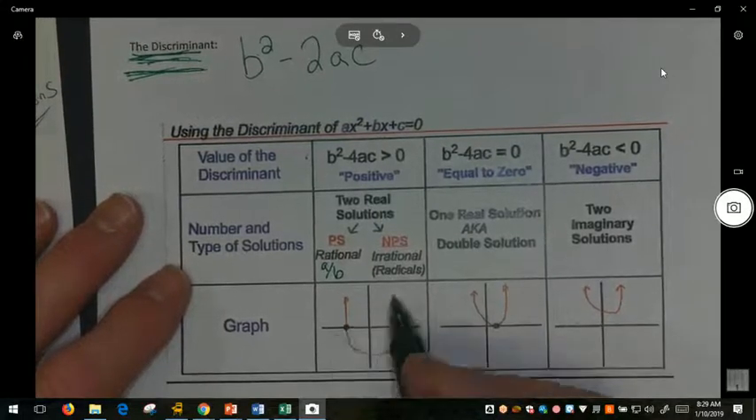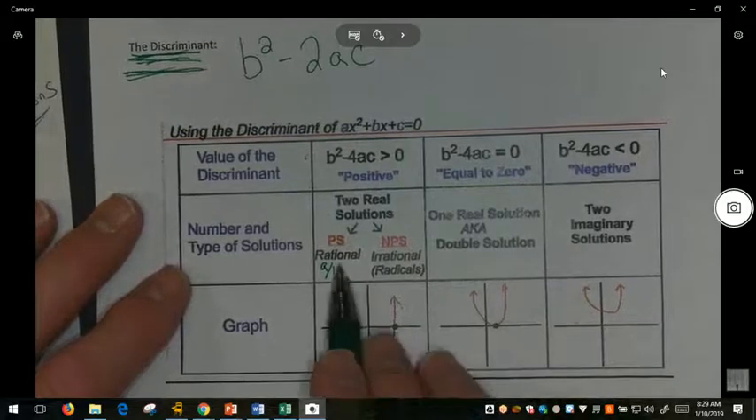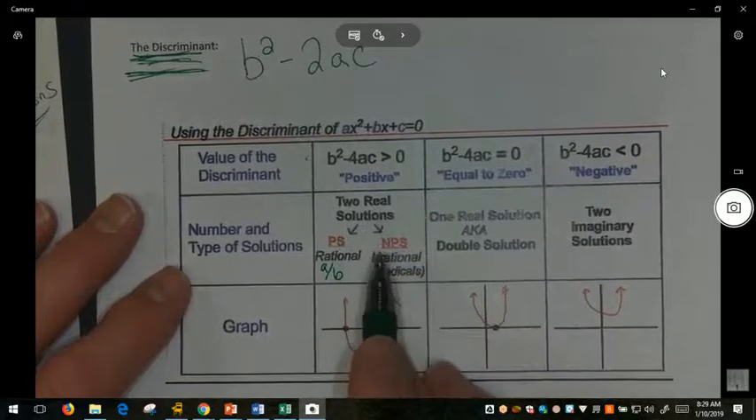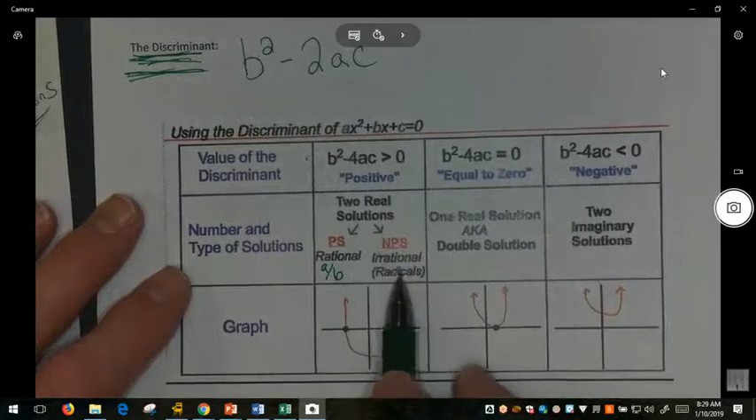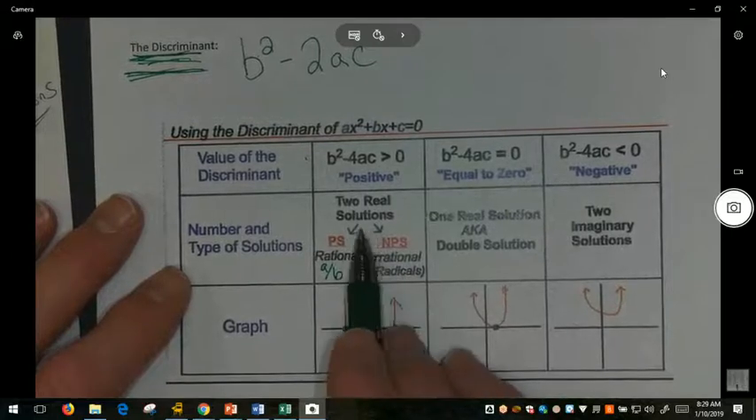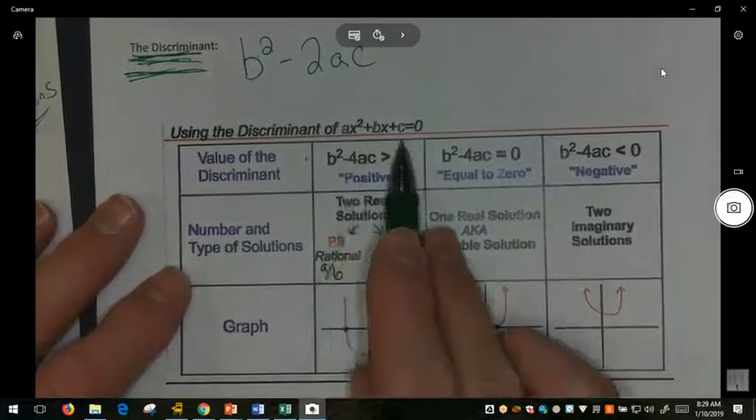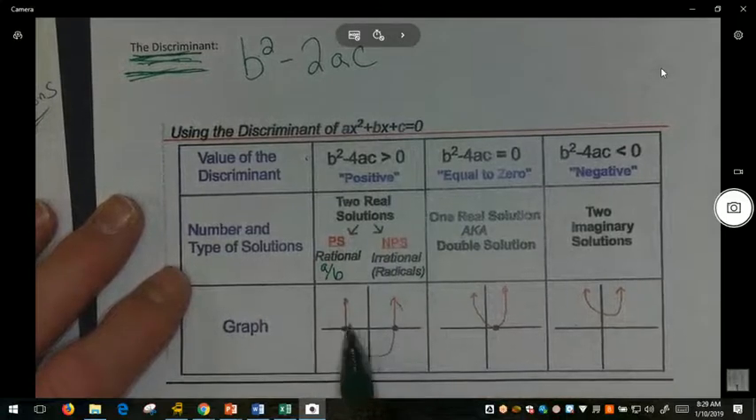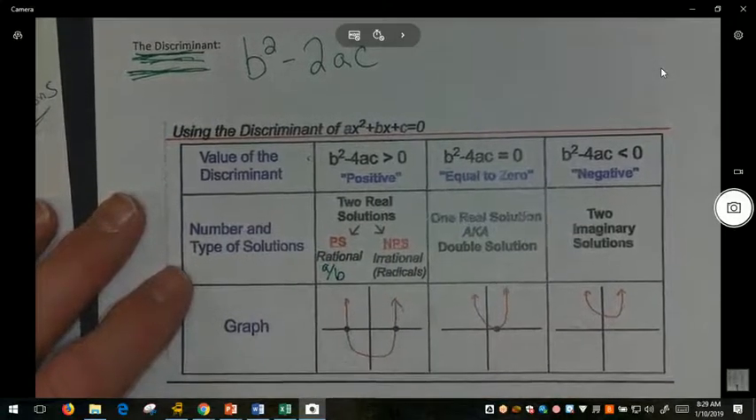We can see that on the graph. If it intersects points, there's going to be two real solutions. They might not be factorable if it has radical answers. If the discriminant's a perfect square, then there'll be fractions or whole numbers or integers.